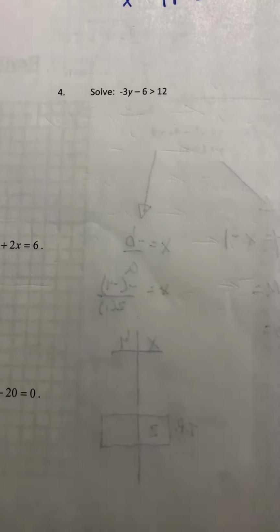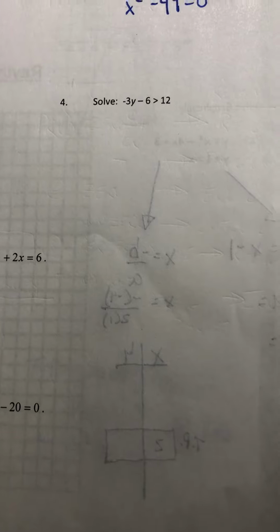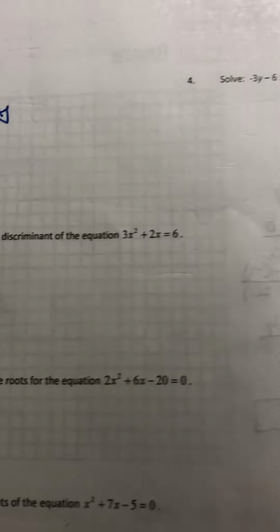For number 4, we're going to be solving this inequality. Remember, when you divide by a negative with inequalities, you flip the sign.